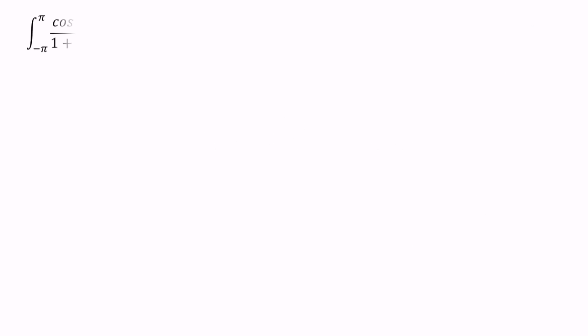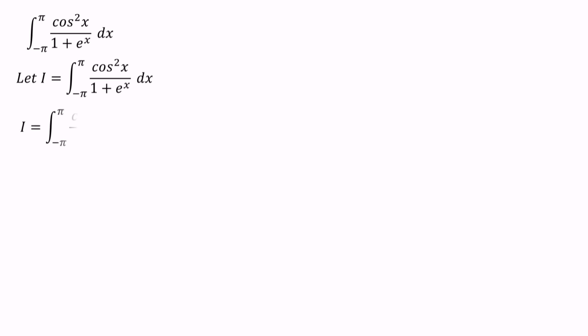Before we do any math, let's call the answer to this problem capital I. If we can figure out capital I, we are done. Let's take I equal to the integral of cos squared x over 1 plus e to the power of x, as equation number 1.